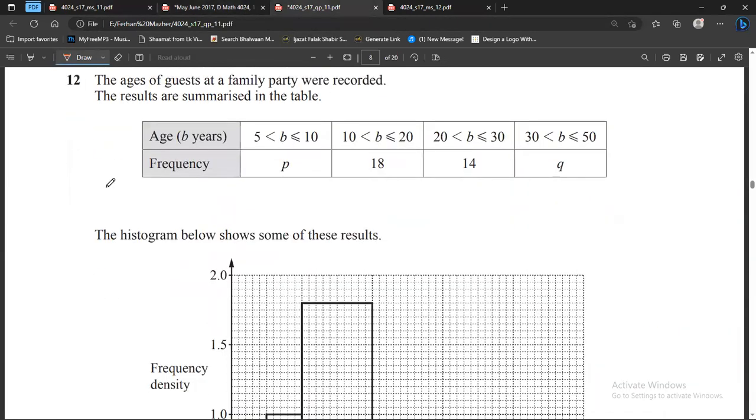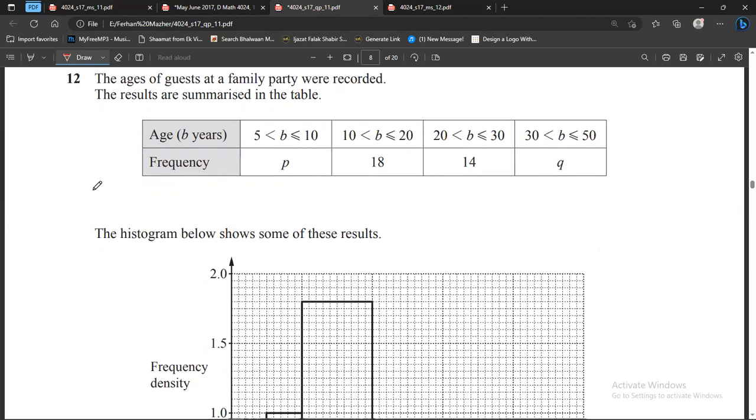The ages of guests, question number 12. The ages of guests at a family party were recorded. The results are summarized in the table. From 5 to 10 years, there are P people. From 10 to 20 years, there are 18 people. 20 to 30 years, there are 14 people. And 30 to 50 years, there are Q number of people.